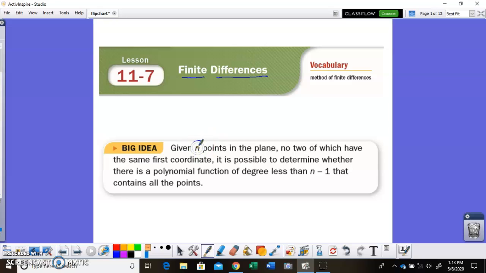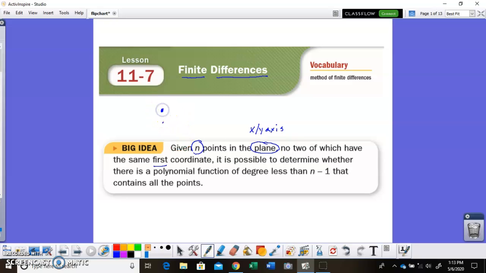So however many points that we're looking at, n points in a plane. Now a plane that it's talking about is the x, y axis. Okay, so let's say they all fall on the x, y axis. What that's doing for us is telling us that it's all in a two-dimensional plane. Okay, this nice little thing here says no two of the points have the same first coordinate. So they can't all have the same x coordinate.